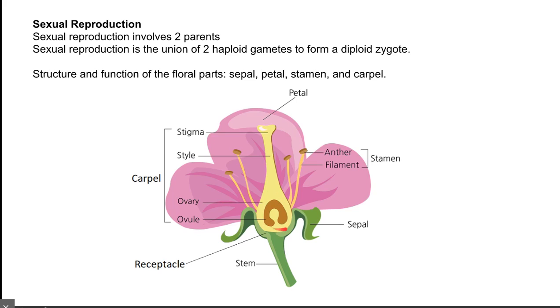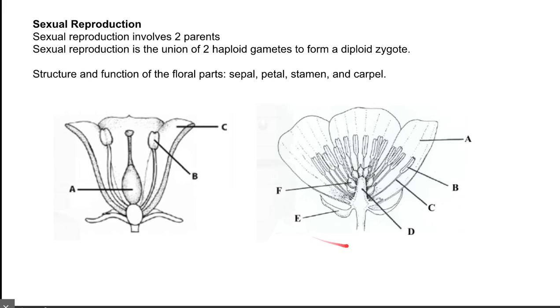Inside the ovary, this is the ovary here, inside the ovary is 1 or more ovules. Some carpels would have 1 ovule inside the ovary, others have many ovules inside the ovary. So be able to draw a diagram like that. These are the kind of diagrams that Leaving Cert asks at ordinary level. So you can maybe draw this diagram instead.